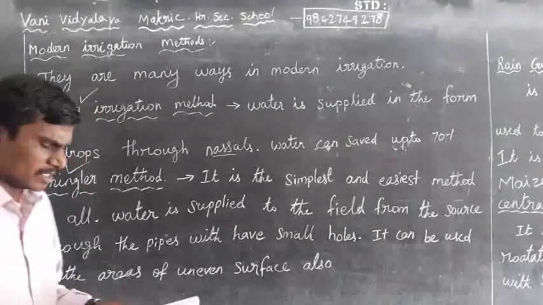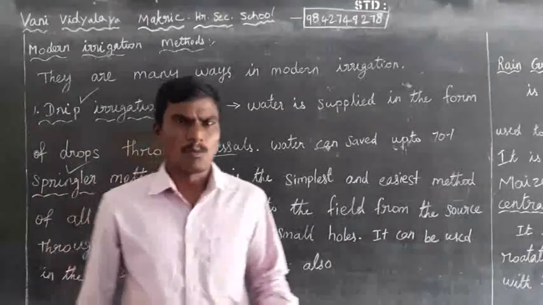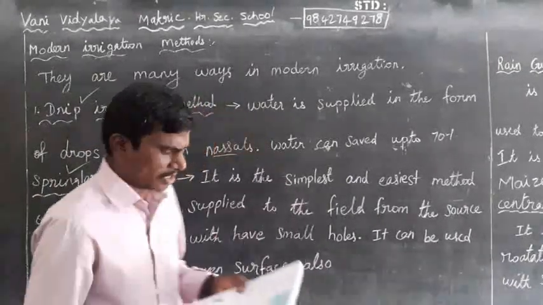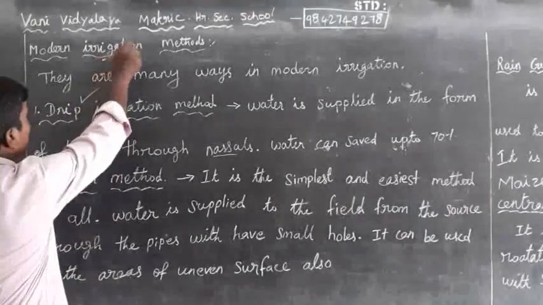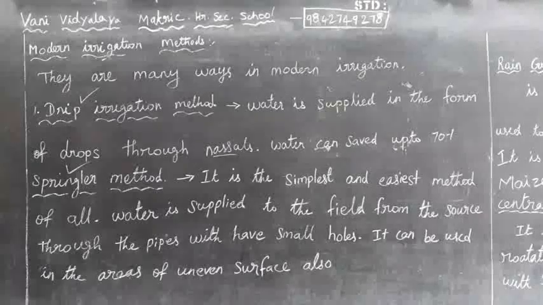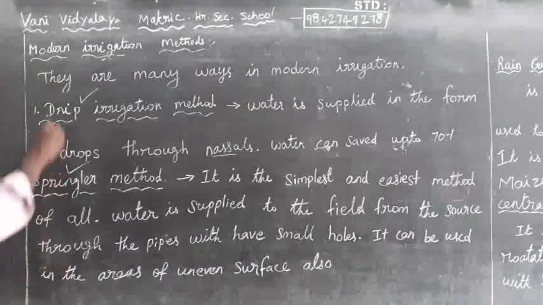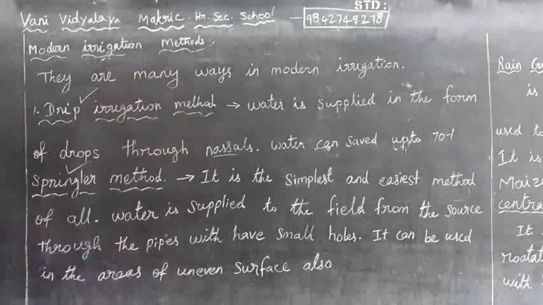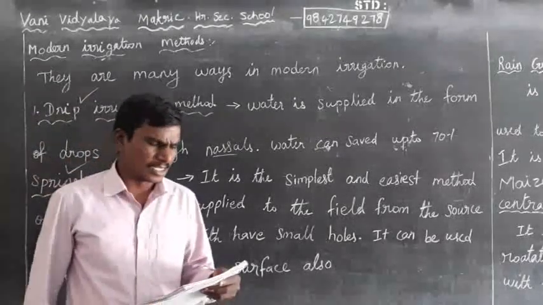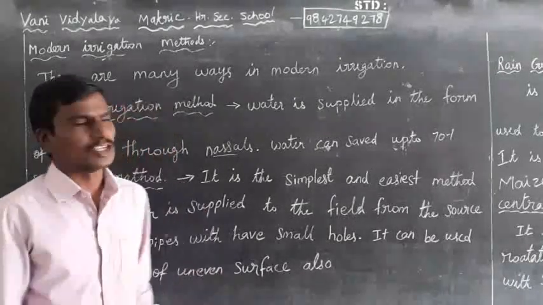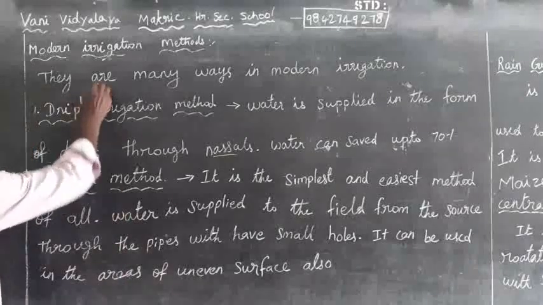The fourth one is central pivot irrigation. There are four types of irrigation, the major modern methods found in India. Among them, the most practiced in India is drip irrigation.